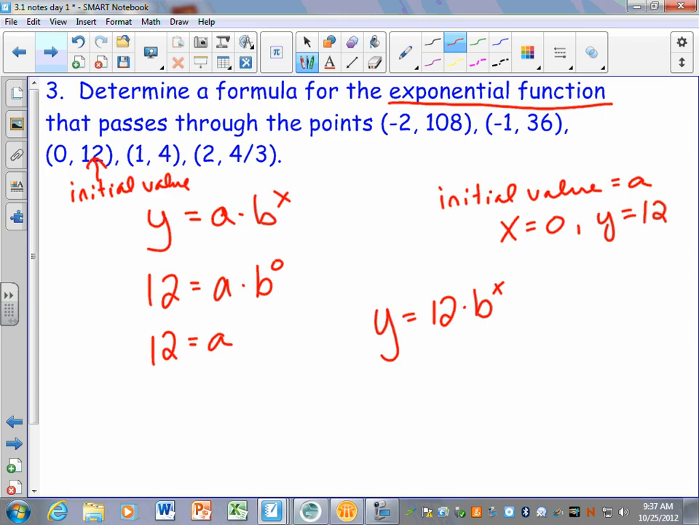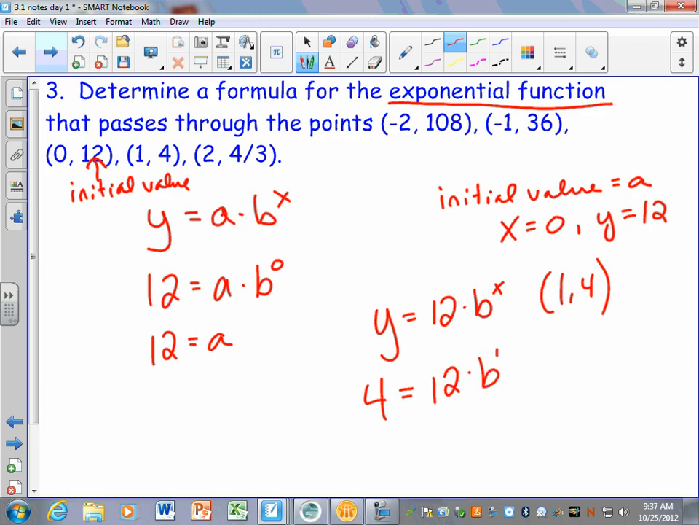You can pick any of these numbers, and when you plug it in, you have to do a little algebra, but we should be able to solve for b. It really doesn't matter which one we plug in. I think 1 and 4 look pretty good, but you're going to get the same answer either way. If I plug 1 and 4 in here for x and y, I get that 4 equals 12 times, oh, that works out really well because that's just b to the first power.